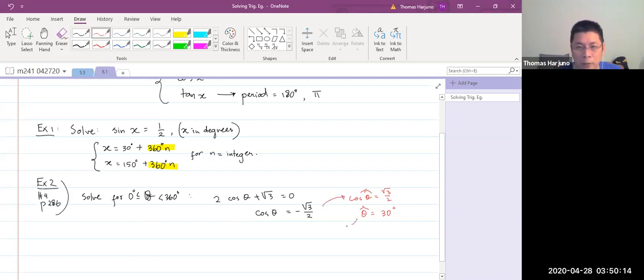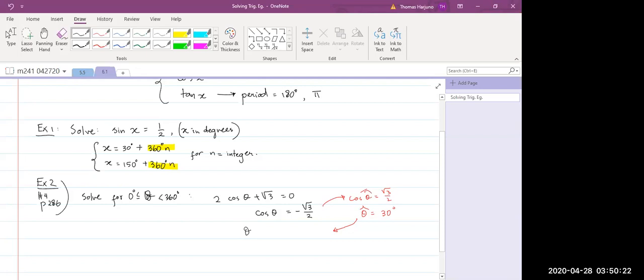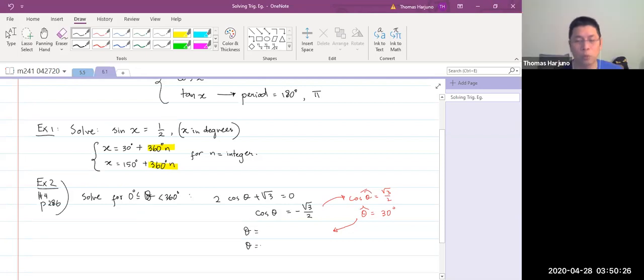Now then, from there you go back. Cosine is negative in quadrant what? 2 and 3. So in quadrant 2, what's the angle such that the reference angle is 30 degrees?